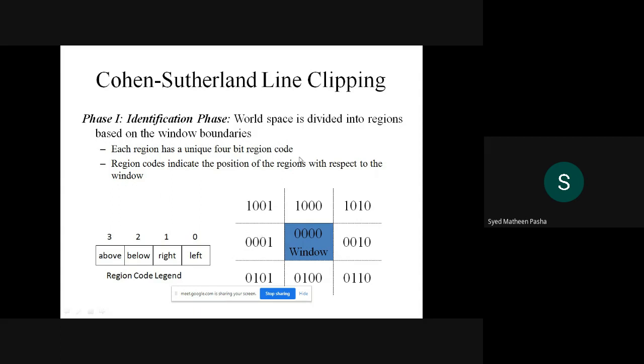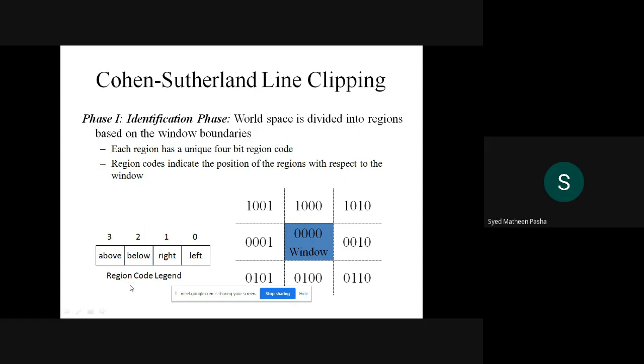Once you get the region code, it basically indicates the position of the region with respect to that particular window. I can call this one window, and this another window, so each one is defined with respect to a particular window. What does this region code, the identification code, indicate? It indicates the position of the region with respect to that particular window. So that is what the identification phase tells.